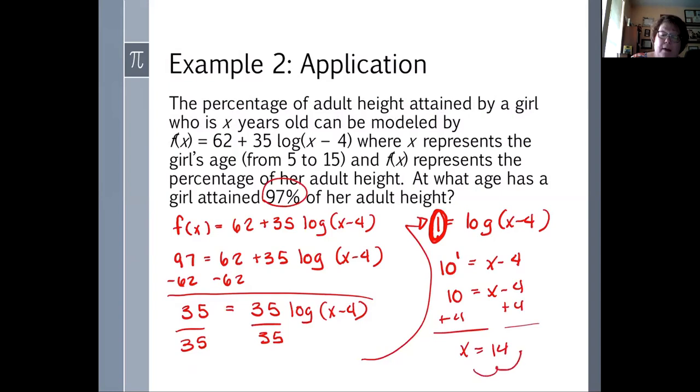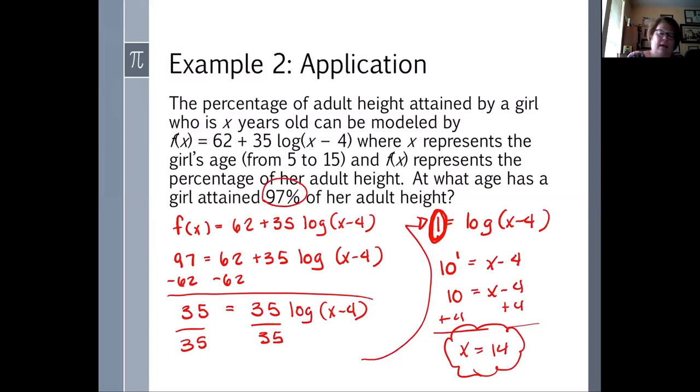And I don't know about you guys, but that actually is true of me. When I was 14 years old, yes, I was just about the same height as I am now, which you've seen me in person. I'm pretty tall, but that is true. At 14, I was pretty much the height that I am today.